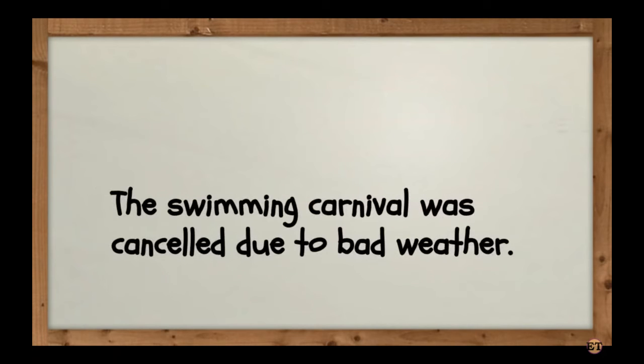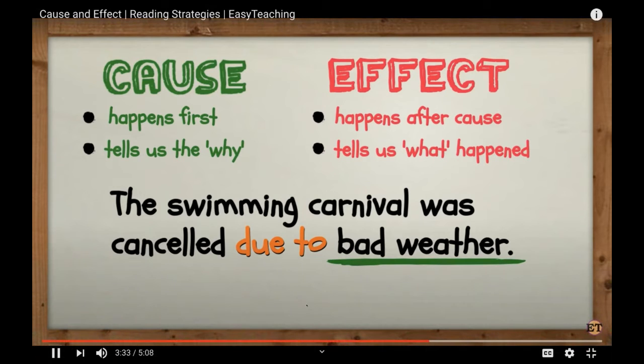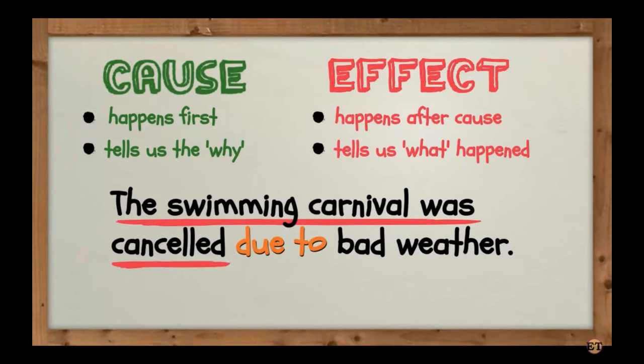Let's look at this sentence. Can you find a signal word or phrase? The swimming carnival was cancelled due to bad weather. The signal phrase is due to. What is the cause and what is the effect? See if you can work it out. How did you go? So the cause is the bad weather because it was the event that happened first, and it tells us the why. The effect is the swimming carnival being cancelled because it happened after the cause, and it tells us what happened.